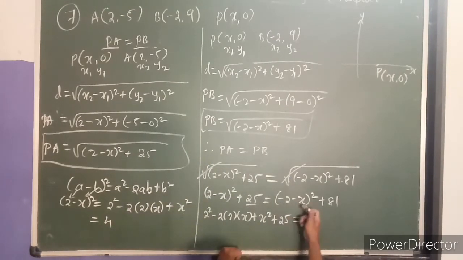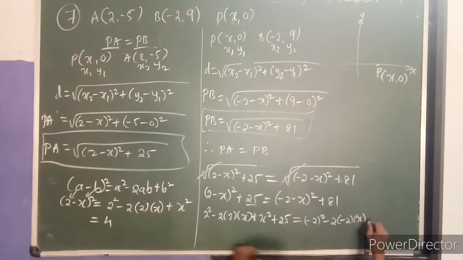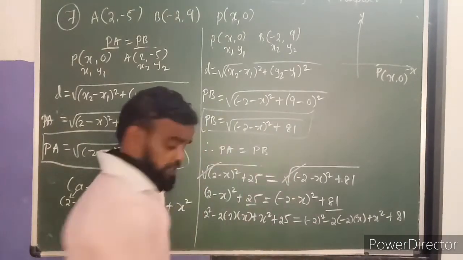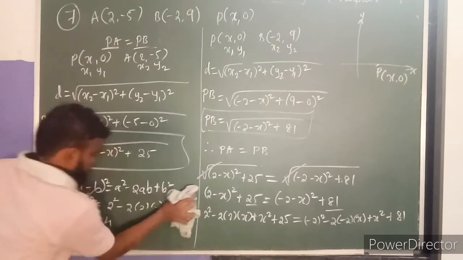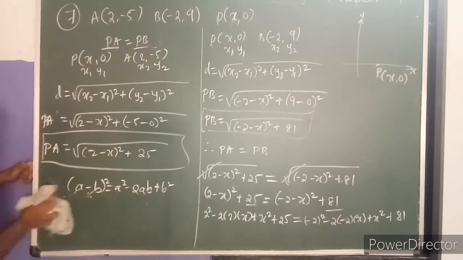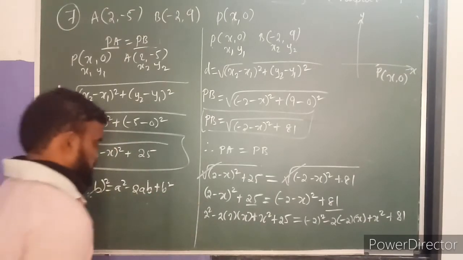Now here also a minus b whole square is equal to a square minus 2ab plus b square, plus 81. That's the same formula we have applied here. Right? So we have applied the same formula. Okay, this formula you have to remember.